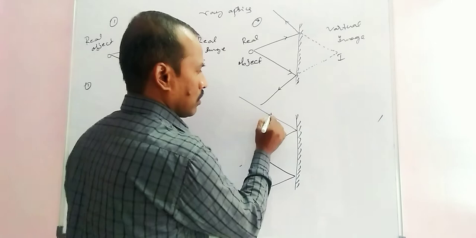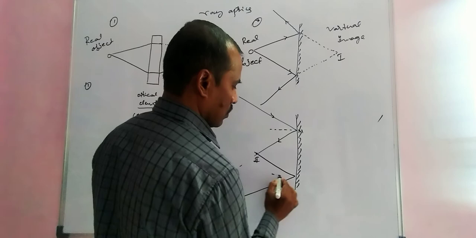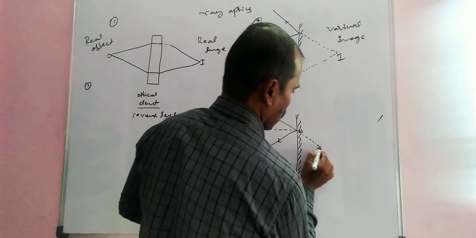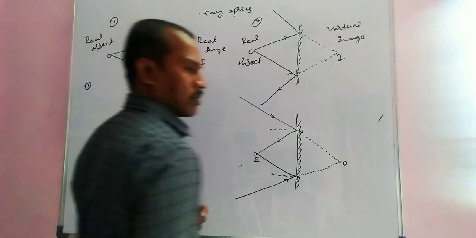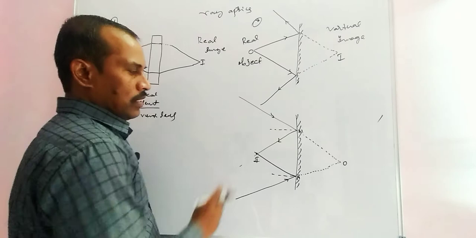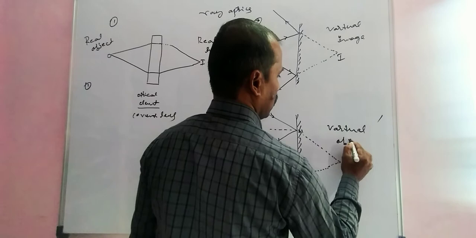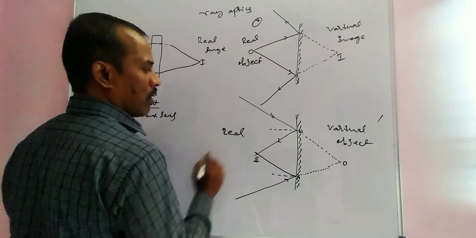This is the incident ray, this is the reflected ray, and this is the normal. Now the incident rays are extended behind the mirror. This is the object, a virtual object. Here I is a real image, and O is a virtual object. These are the three cases.